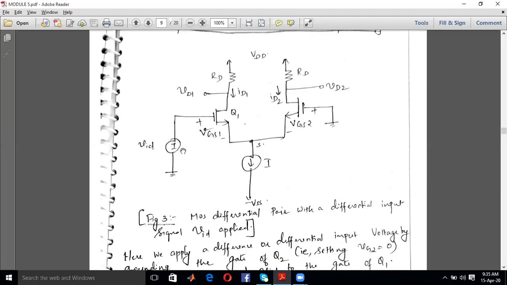Okay. So for that, what you are going to do is give a ground voltage at gate 2, and a very large positive voltage at gate 1. So now what is your assumption? You have given a ground voltage at gate 2 and a positive voltage at gate 1, so that the current I will be almost entirely flowing through Q1. That is, Q1 will be steering this entire current I.